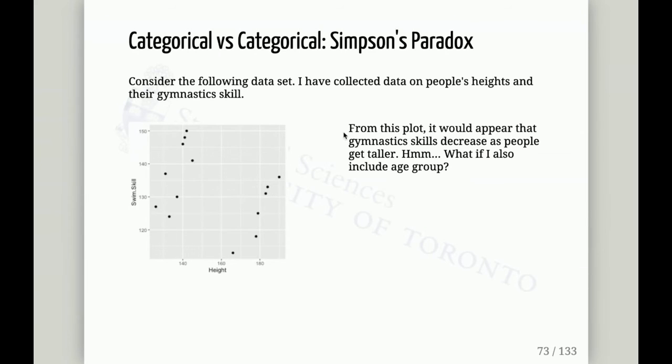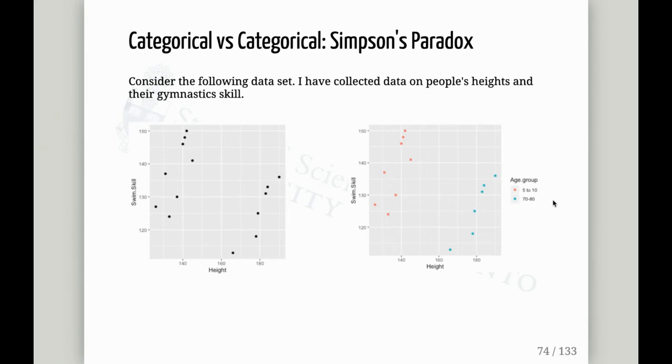Some of you might have seen this little hint I put here. If I just look at these two variables, it might look like there is a decreasing trend. If I don't look any further, I might say, oh, if people get taller, they get worse at swimming. But if I add age group, where red is everyone from 5 to 10 years old and blue is everyone from 70 to 80 years old, we see that per age group there's actually an increasing trend. As people get taller, they actually do improve in their swim skills.